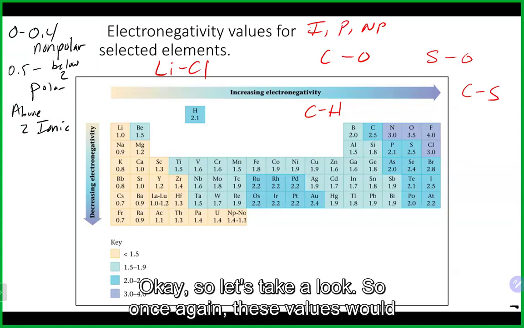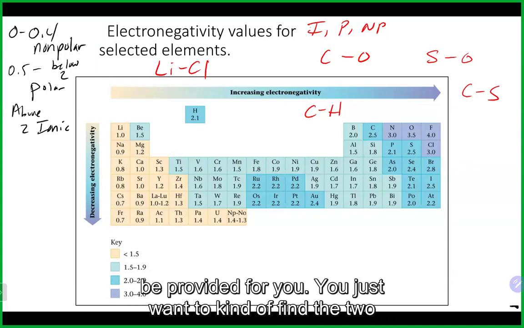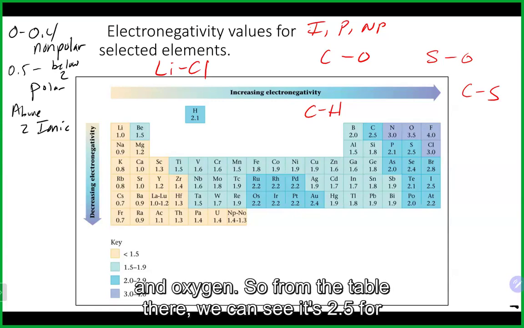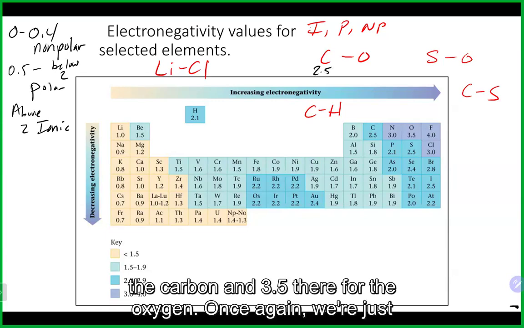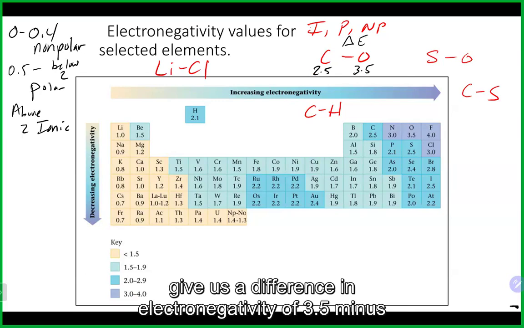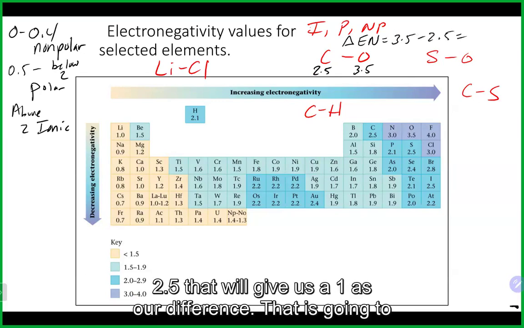Okay, so let's take a look. Once again, these values would be provided for you. You just want to find the two that are within the bond. So we'll start with the carbon and oxygen. From the table, we can see it's 2.5 for the carbon and 3.5 for the oxygen. Once again, we're just going to take the larger number minus the smaller. So that would give us a difference in electronegativity of 3.5 minus 2.5. That will give us a 1 as our difference.